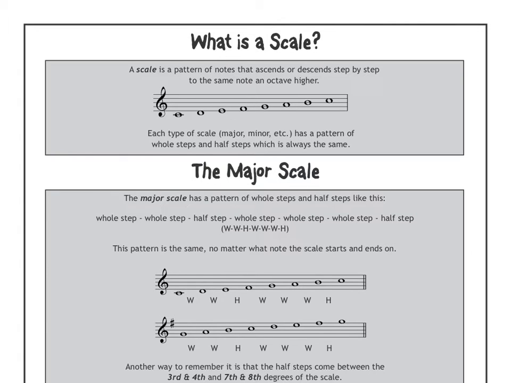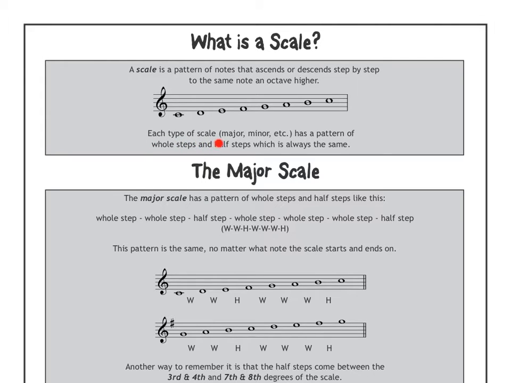All right, we're on page 11 of your book. We're going to talk about a scale, and specifically the major scale. So first off, this applies to every scale. A scale is simply a pattern of notes that ascends or descends step by step to the same note an octave higher. One scale means from a D to a D, or an A to an A, or a G flat to a G flat. Doesn't matter what the intervals are. What does matter is that it's going one octave exactly.